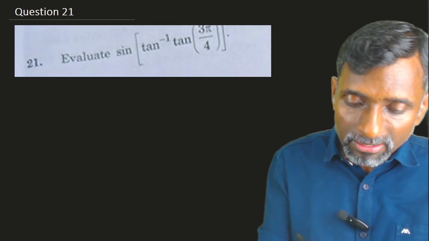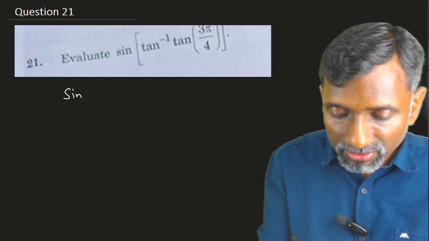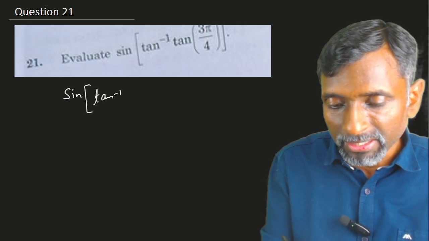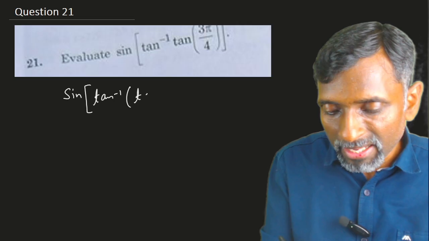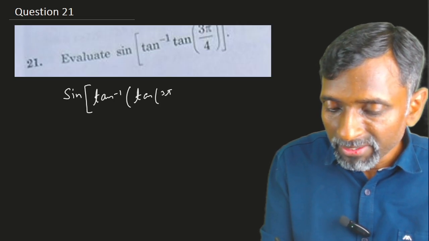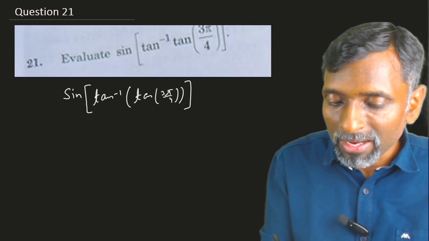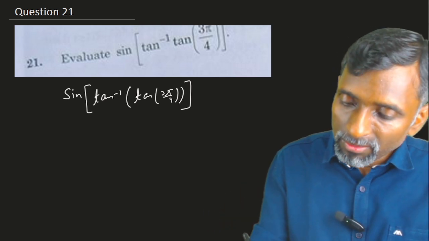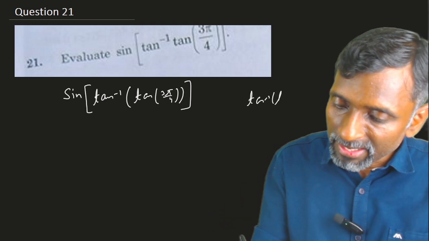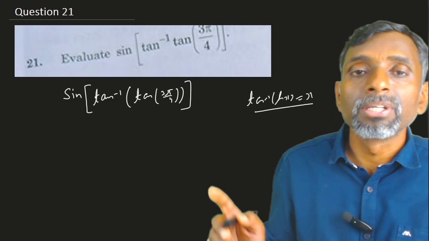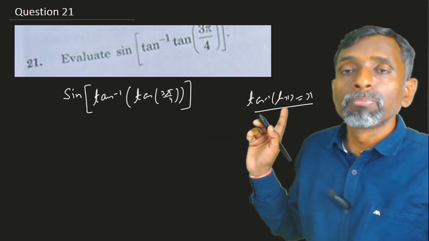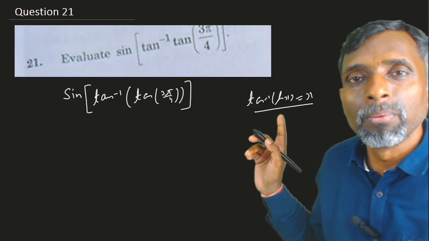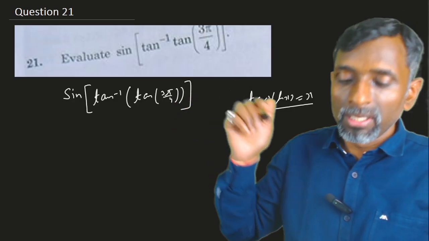So now this is a question based on inverse trigonometric functions where we can use the properties of inverse trigonometric functions. So here we have tan inverse tan 3π/4. You know 3π/4 does not lie in the range. So we can use the property tan inverse tan x is equal to x, but there is a certain condition to apply this property. This property is only applicable when x lies between minus π/2 to π/2. So we need to change this value 3π/4.